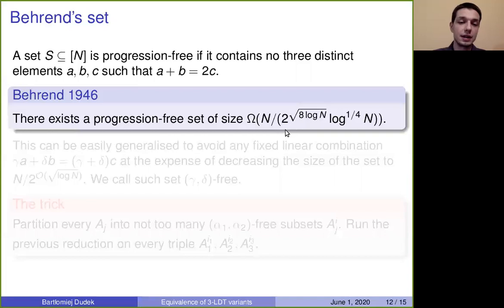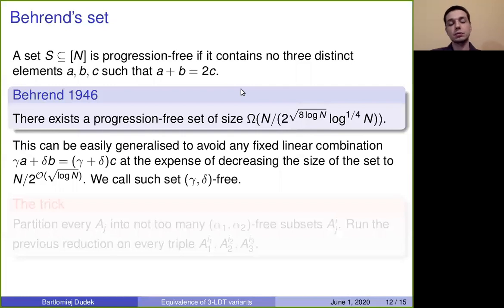So this is very dense in terms of the size of the universe. Fortunately, this construction can be easily generalized to avoid any fixed linear combination of this form, because we do not focus only on average, but on all variants of 3LDT that were not covered by the previous lemma. This comes at the expense of decreasing the size of the set to n divided by 2 to O of square root of log n. So we change this constant here, and we call such a set gamma delta 3.